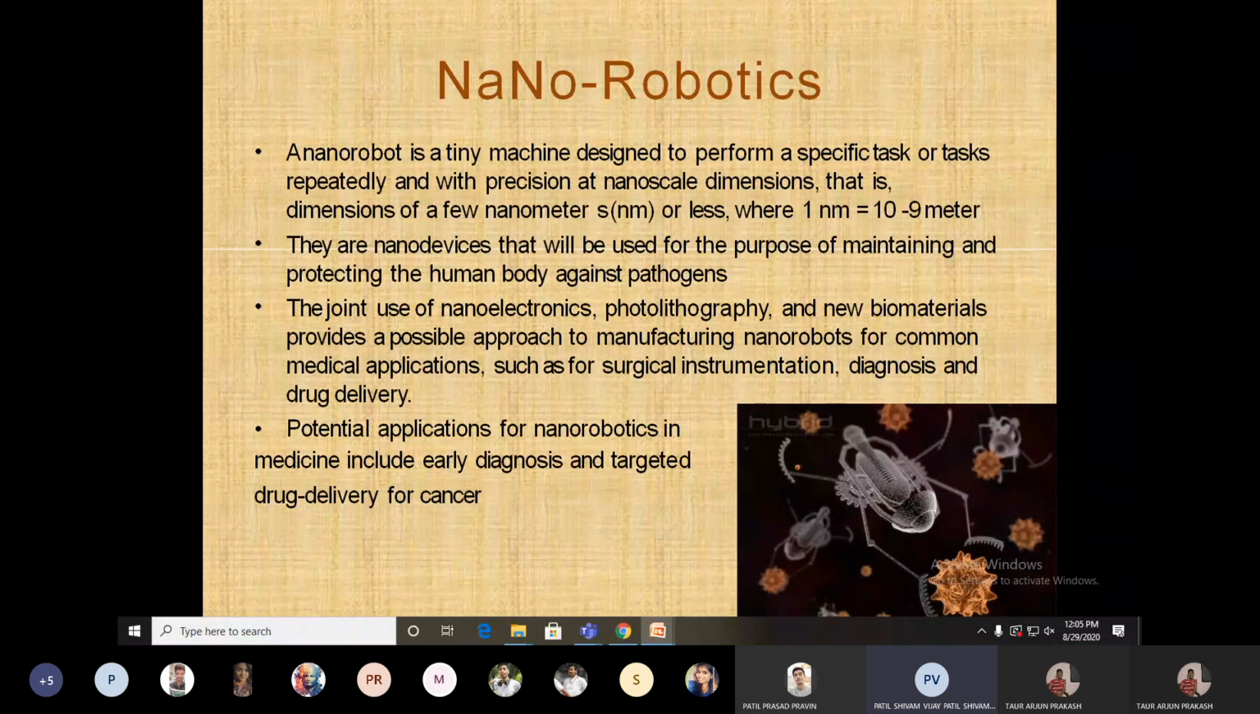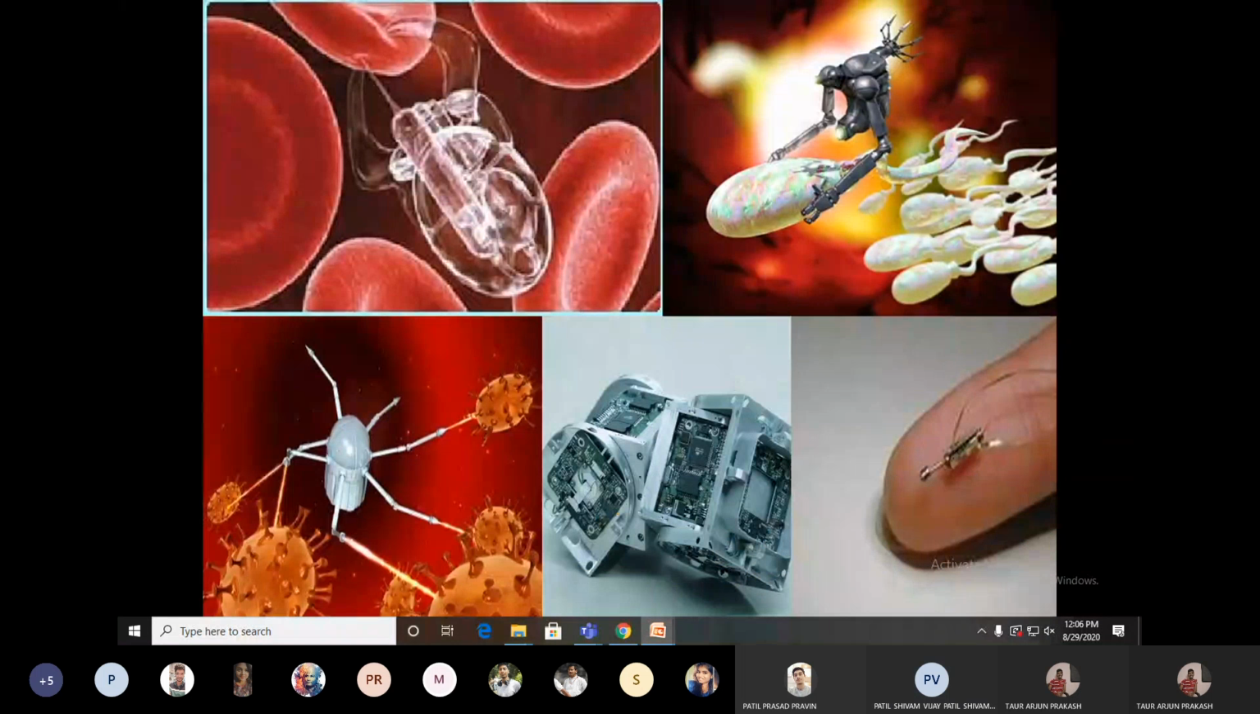The joint use of nanoelectronics, photolithography, and new biomaterials provides a possible approach to manufacturing nanorobots for common medical applications, such as for surgical instrumentation, diagnosis, and drug delivery. Potential applications for nanorobotics in medicine include early diagnosis and targeted drug delivery for cancer. These are some pictures of nanorobotics.